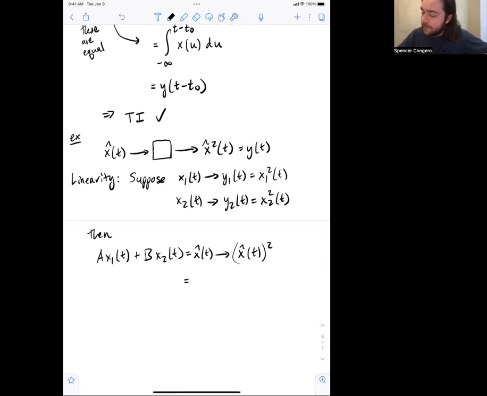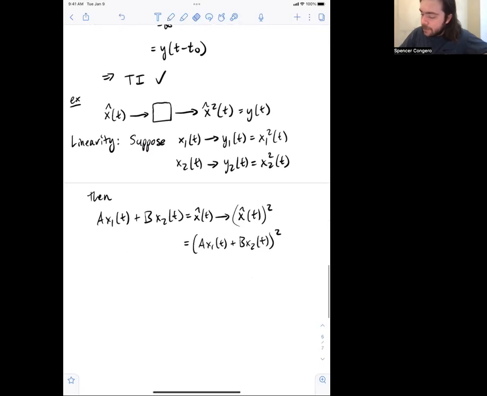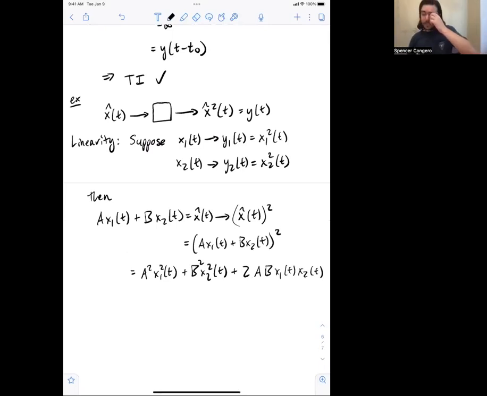So what is x hat? Here's the definition: a x1 of t plus b x2 of t, squared. Now we can square this whole thing out. We get a squared x1 squared of t, plus b squared x2 squared of t, right? That term squared and that term squared. A lot of squares going on. And then we have plus 2 times the cross term, which is ab x1 of t x2 of t. So that's what we get.